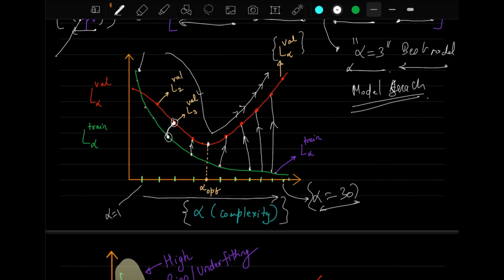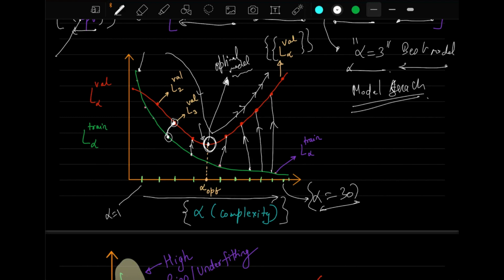That's why there will be a point over here which will give you the minimum, the optimal value of the model, that will have very little validation loss. So that's why we have a minimum point here, and we have to search for this point so that we can have an optimal model fit for that particular data set.